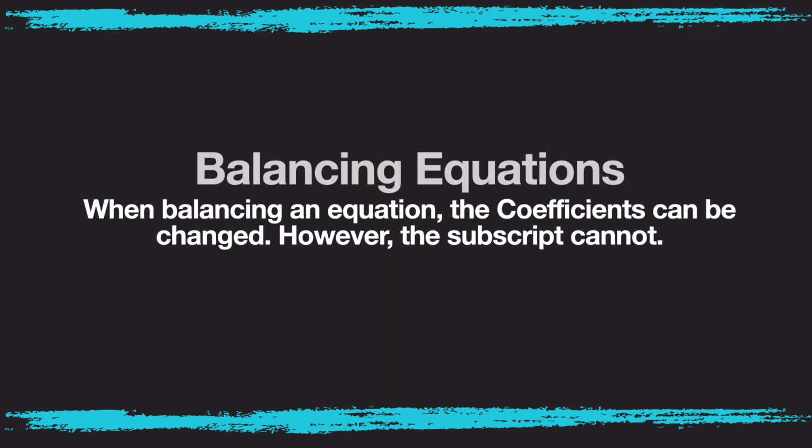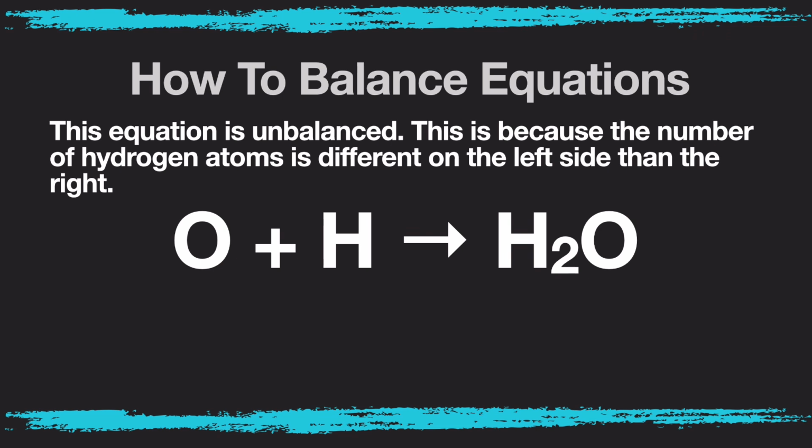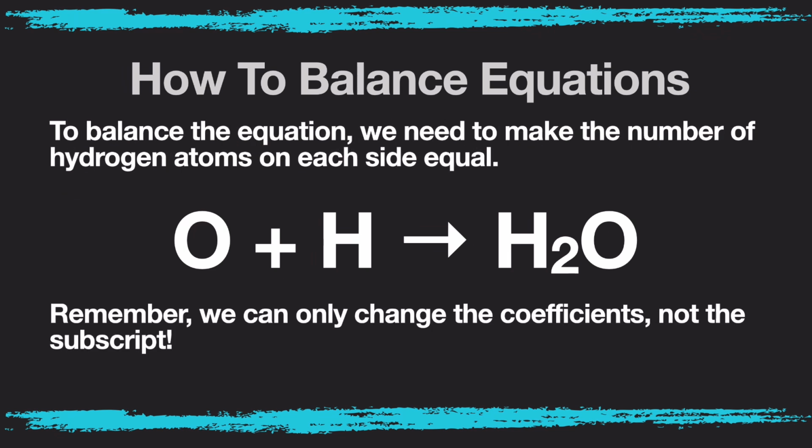When balancing an equation, the coefficients can be changed. However, the subscripts cannot. So, with that out of the way, here's how to balance equations. This equation is unbalanced. This is because the number of hydrogen atoms is different on the left side than the right. To balance the equation, we need to make the number of hydrogen atoms on each side equal. Remember, we can only change the coefficients, not the subscripts.